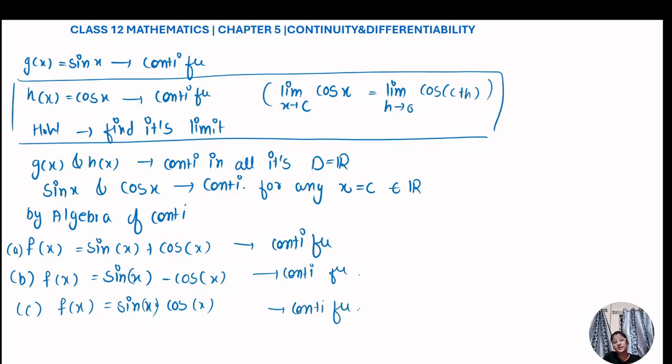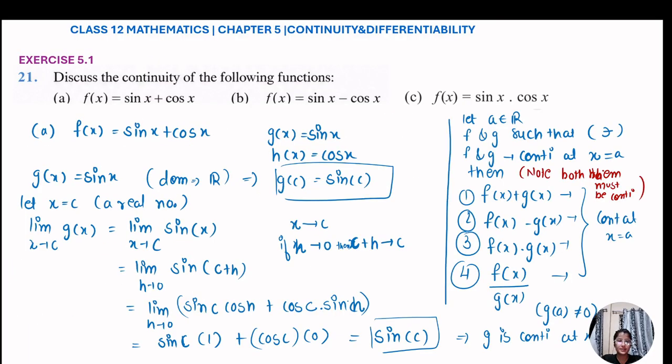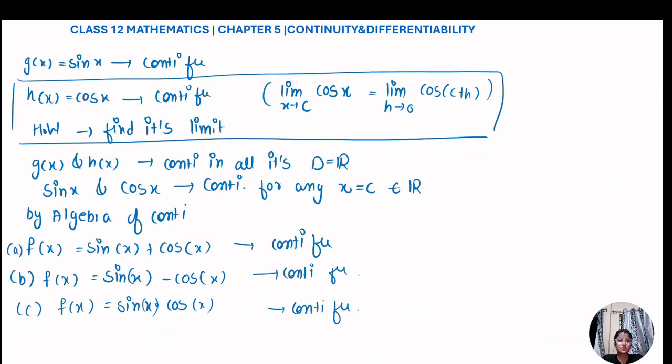So what we have found is that sin x plus cos x is continuous, sin x minus cos x is also a continuous function, and sin x multiplied by cos x is also a continuous function. So we are done with this question, because we have to discuss only the continuity, and we have found that all of these a, b, and c are continuous functions. Now let's move to the next question.